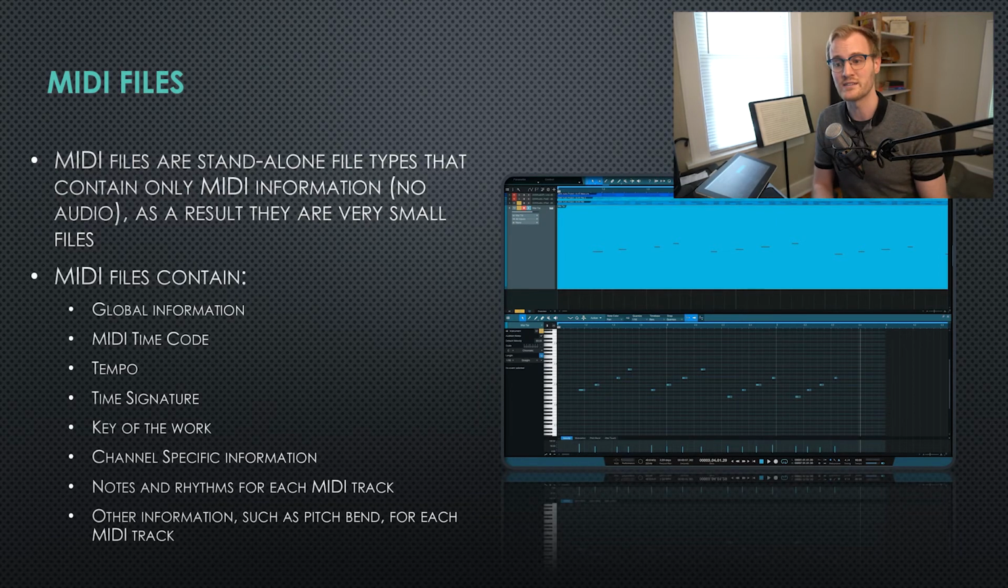What they do contain is global information, like the tempo, the key, that sort of stuff. They contain the MIDI time code, as mentioned, tempo, time signature, key of the work, channel-specific information, notes and rhythms for each MIDI track, and other information such as pitch bend for each MIDI track. We'll return to some of these terms in a second, but that's typically what's contained in a MIDI file, and that's it. There isn't audio. That's the real big thing I want to stress right now.